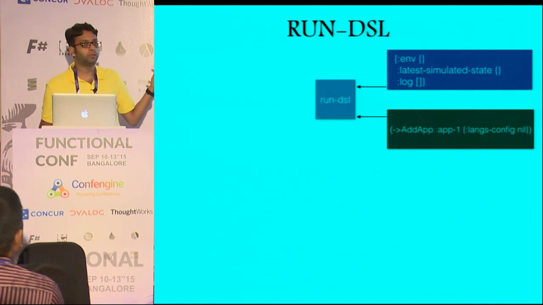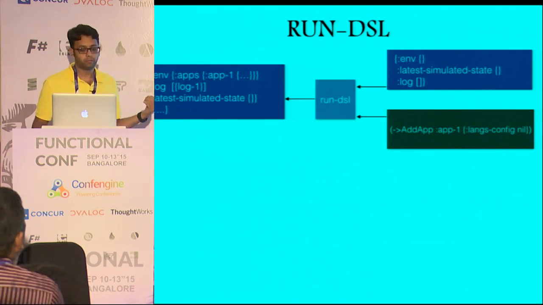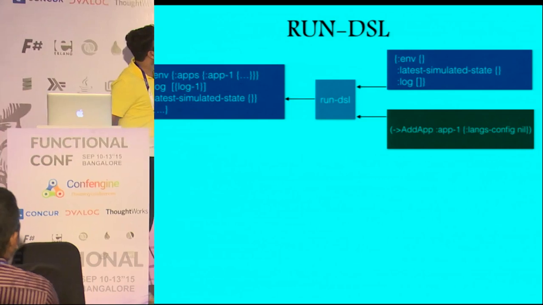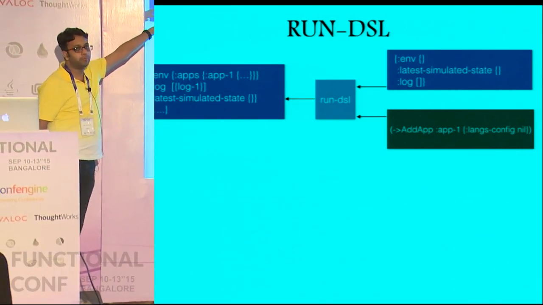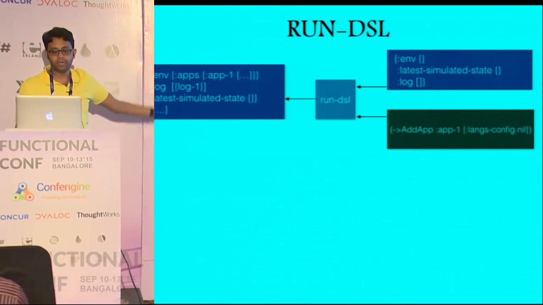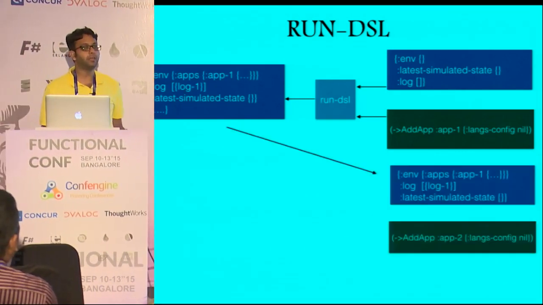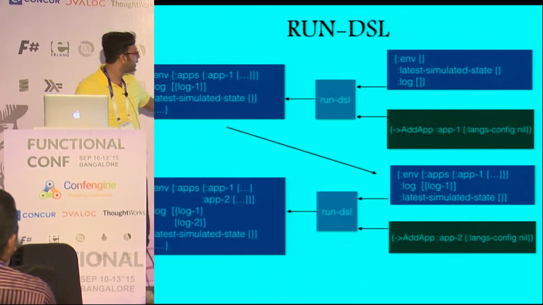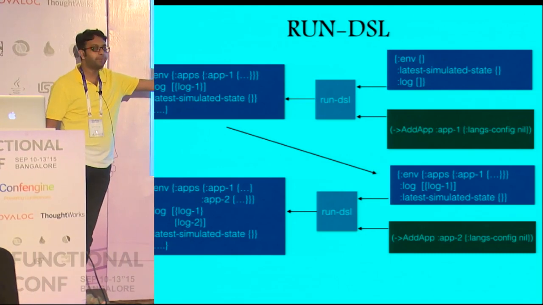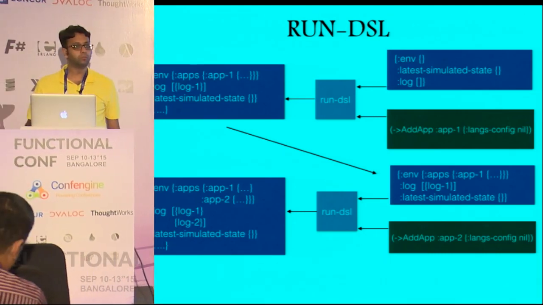You give both to the run DSL function, and you get an updated environment back, the updated context, which has the environment apps with app1 with whatever ID, and some log and some simulated state, right? Now you pass it back again, recurse back, and then you get the second action, and you again give it to the run DSL, and again it adds. So this time the action was add app2, here you have add app2 in the environment, and then you keep going.